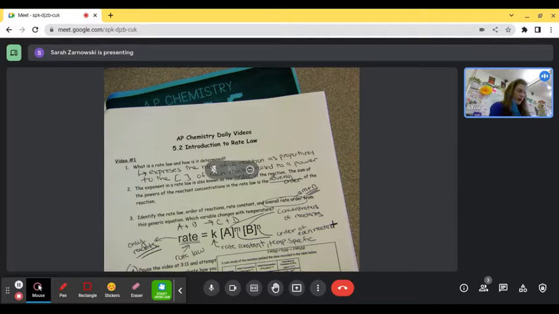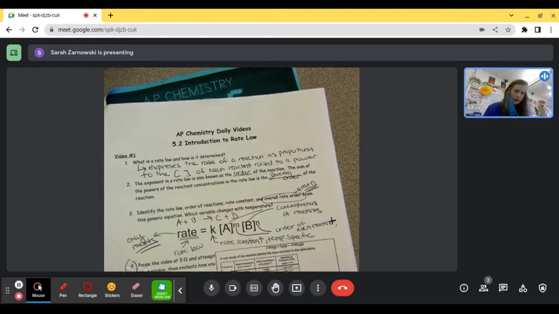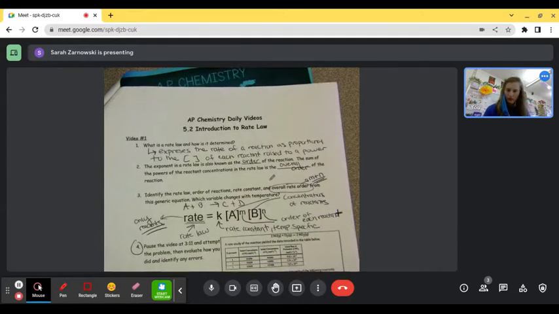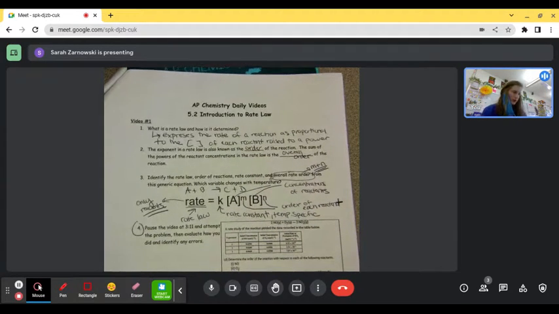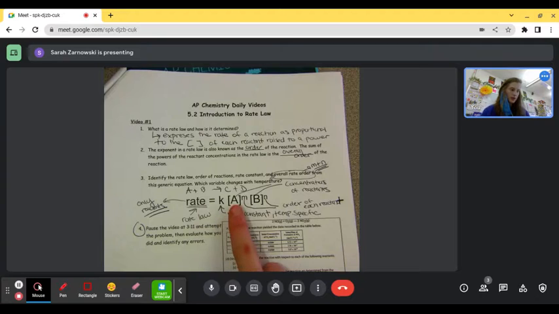Okay, so 5.2, we did the notes up here. Now we have to do 4 and 5 on the bottom here. So originally we labeled this as rate law. So this is the equation for it. This is the rate constant. Here's our concentrations of reactant A and reactant B.